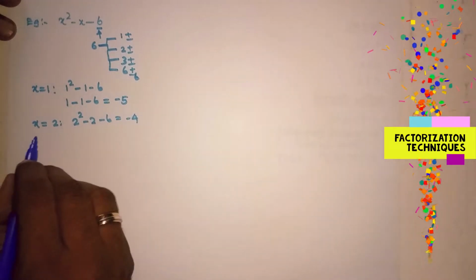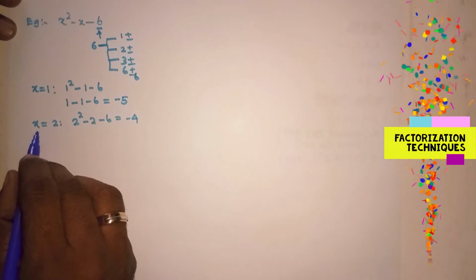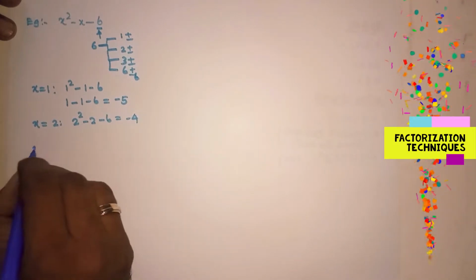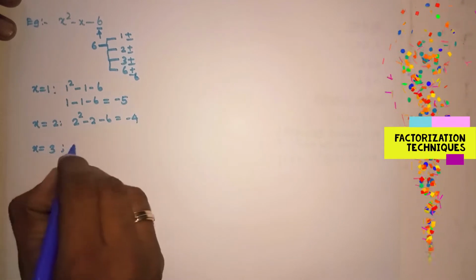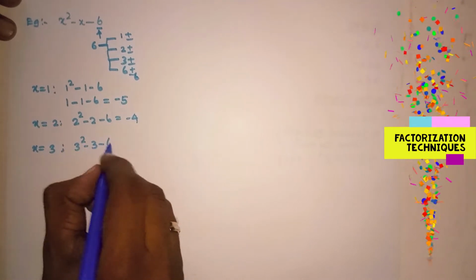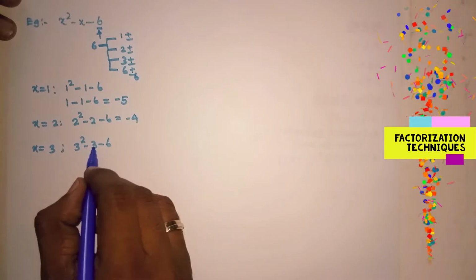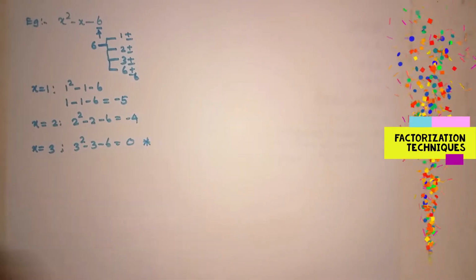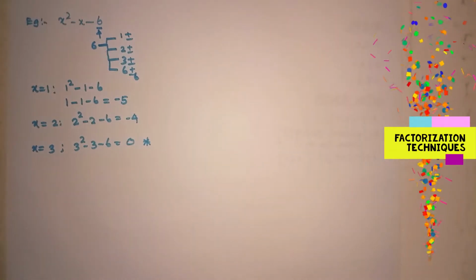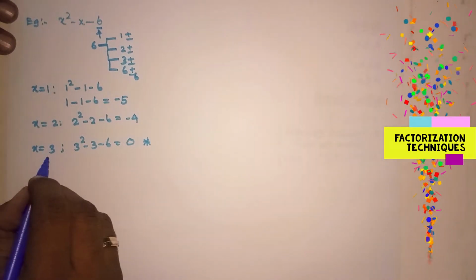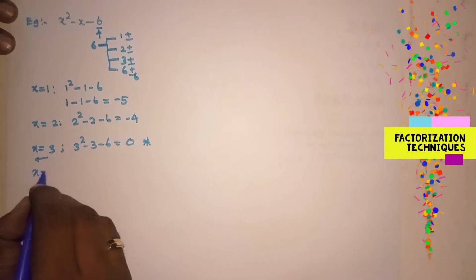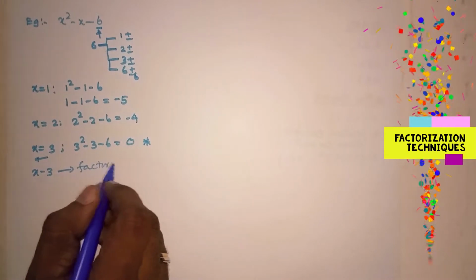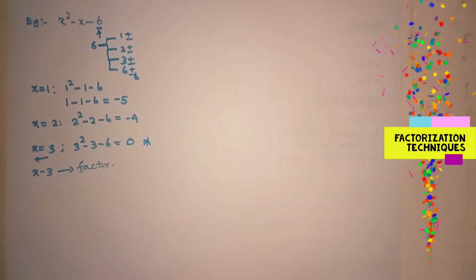So if you can find an x value where we get 0, then we can find the factor easily. You put x equals 3, then 3 squared minus 3 minus 6. 3 squared is 9, minus 3 is 6, 6 minus 6 is 0. Here is the special one. Therefore now we can identify a factor. You put this 3 on the other side, then we get x minus 3. That is a factor.